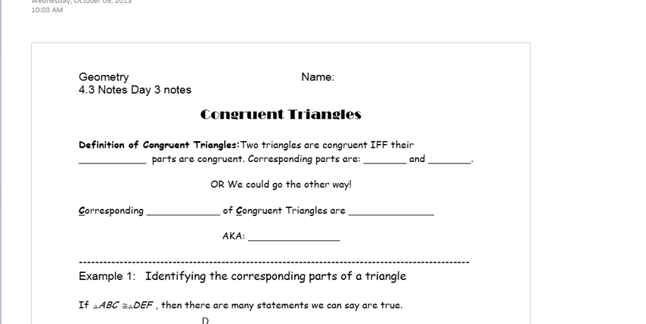So, start off with the definition of congruent triangles. Two triangles are congruent if and only if their corresponding parts are congruent. Corresponding parts are sides and angles. Those are the two parts that make up a triangle. You can also go the other way, and we'll get into this more when we get into proofs, but we know that corresponding parts of congruent triangles are congruent. Because if the triangles are congruent, then their corresponding parts have to be.